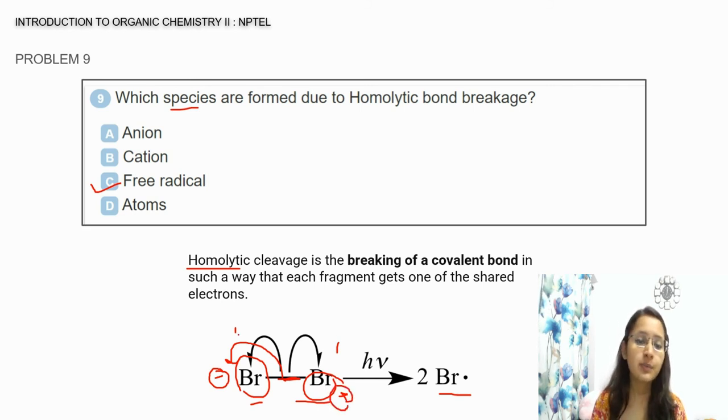So the species forming in heterolytic bond breakage are anions and cations, right? So ionic species are forming in the case of heterolytic bond cleavage, but in homolytic bond breakage, free radicals are formed. So I hope it is clear.